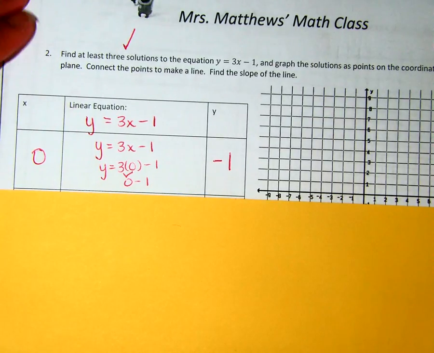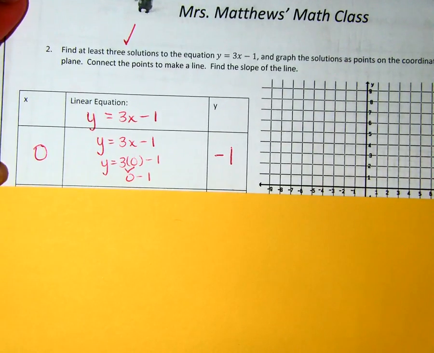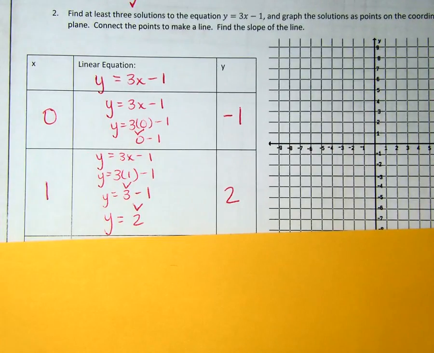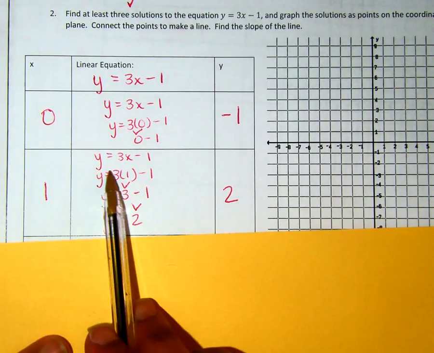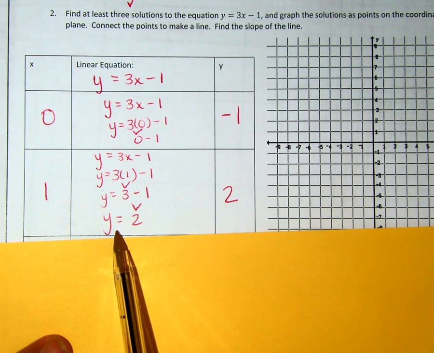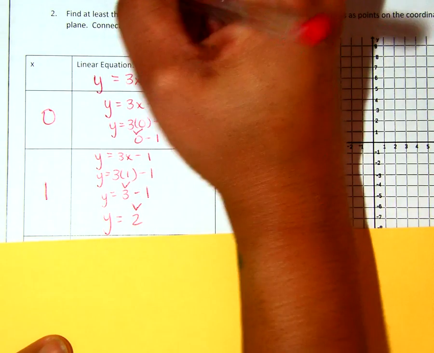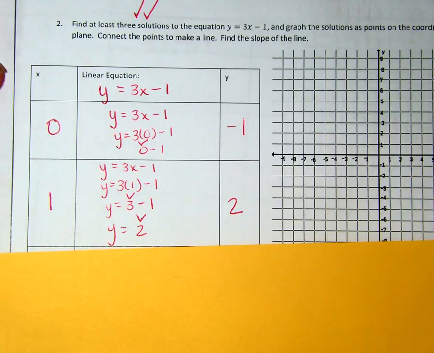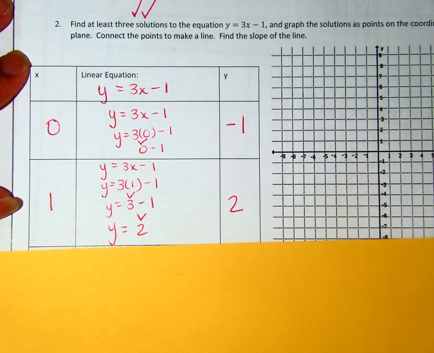When x equals 1, what is y? When x equals 1, y is 2. Take a look at the steps in order. Once you agree, make sure you have your second check for your solution. Lastly, what is y when x equals 2?